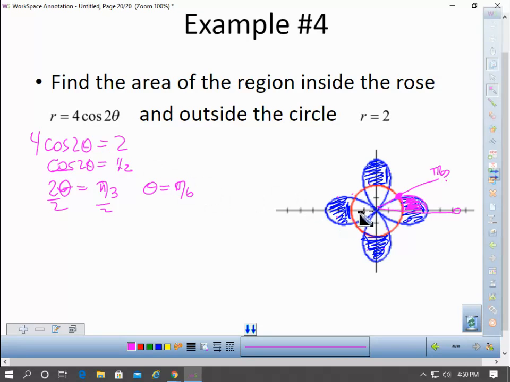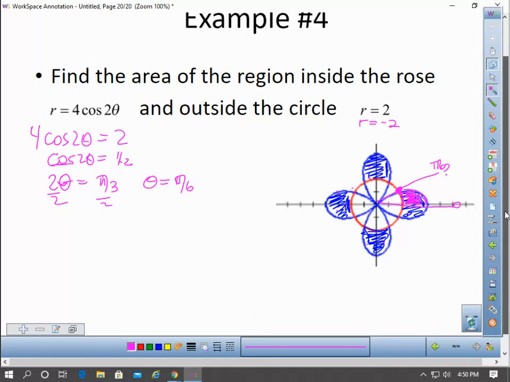And then the way to get the other 4 answers, remember, was to represent r as a -2. So a circle of 2 is the same as a circle of -2. And so the other way to get the other 4 answers would be to set 4 cosine 2 theta equal to -2, and that gives you your other 4 intersection points. But we only needed that one. We only needed the pi over 6.